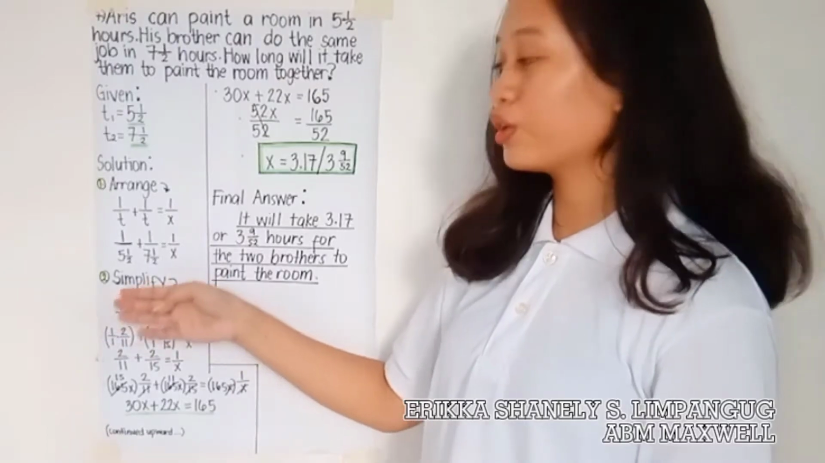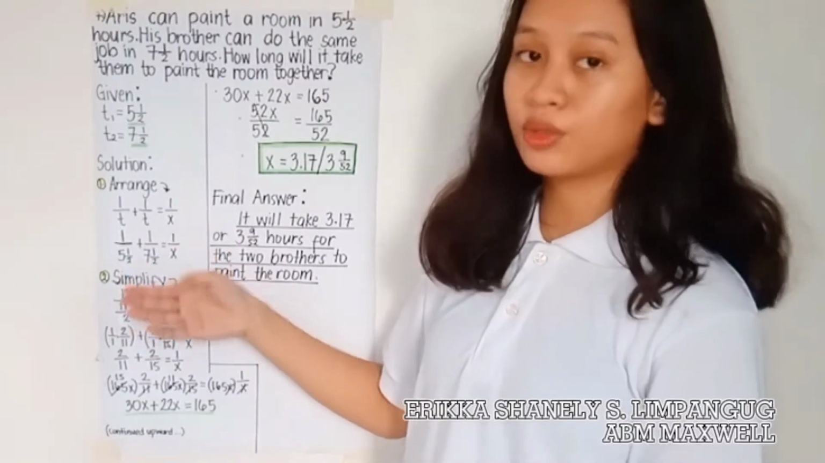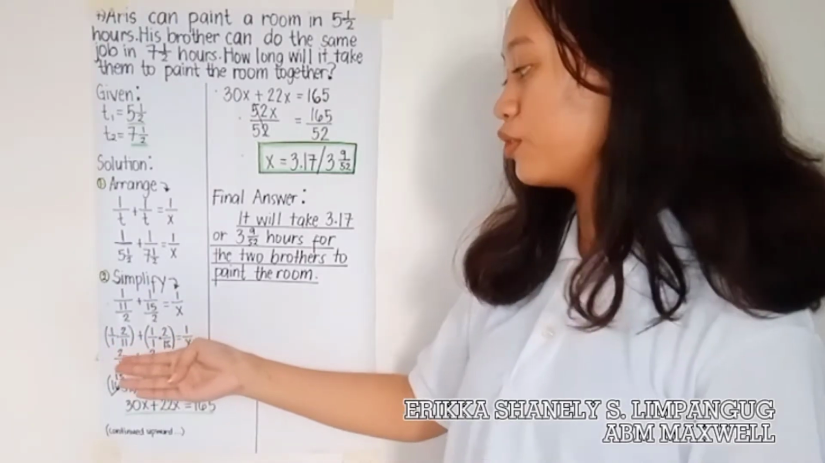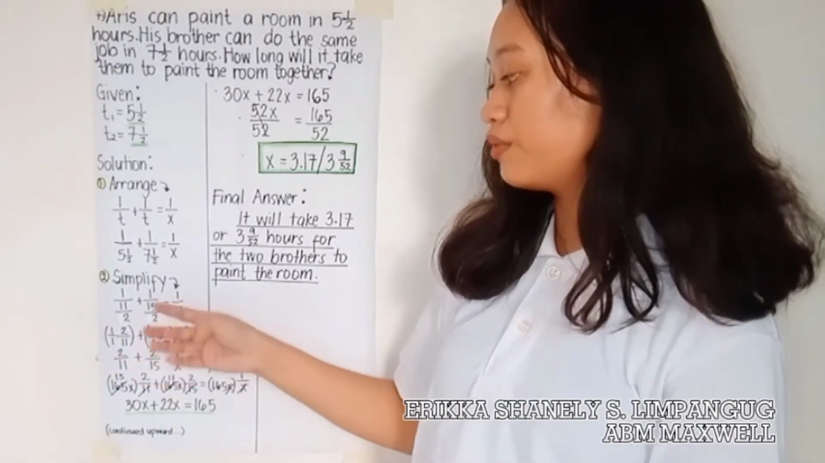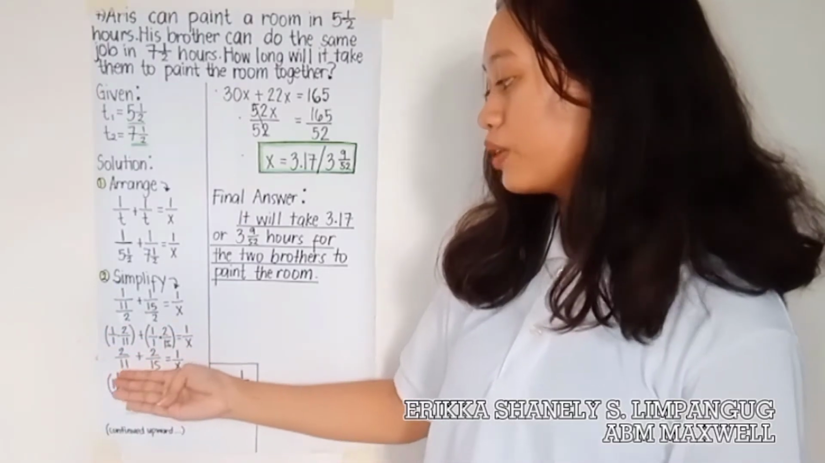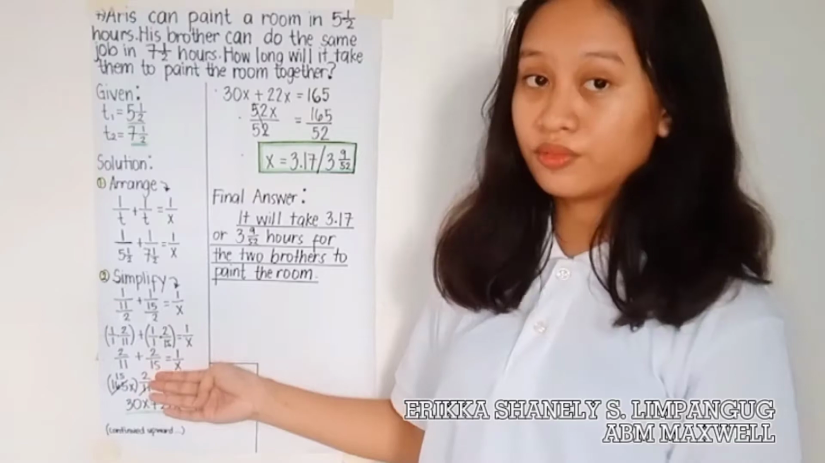And then we simplify. We convert 5 and a half and then 7 and a half into proper fractions. And then in order to divide fractions, we have to find the reciprocal. So 11 over 2 and then 15 over 2 will become 2 over 11 and 2 over 15. And then we calculate, we will get 2 over 11 plus 2 over 15 equals 1 over x.